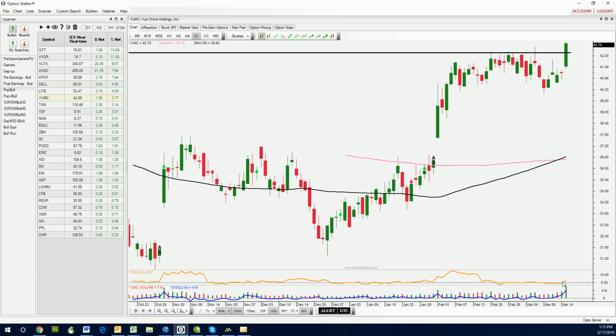Really, really nice. You can see the relative strength. You can see the big volume. So this is a legitimate breakout. I like YUMC. I'm going to be watching it to see what it does on Monday. So this will be one of the picks.